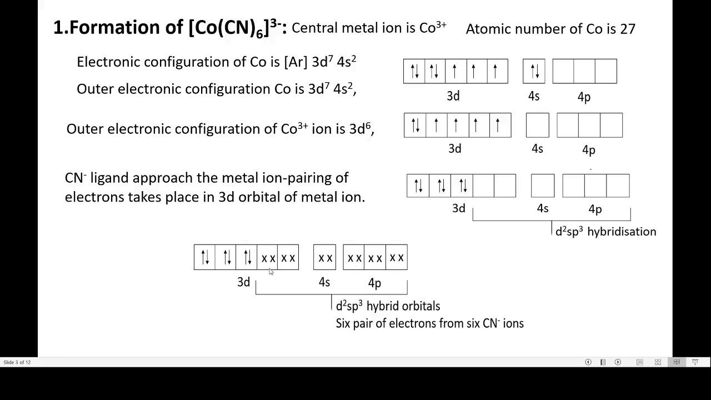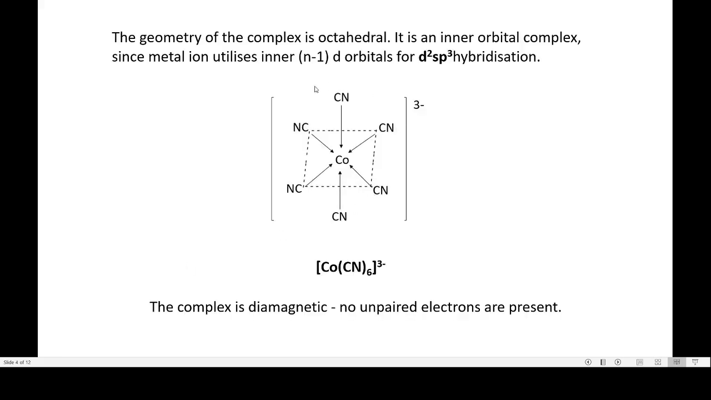Now each d2sp3 hybrid orbital will overlap with a filled orbital having a lone pair of electrons of the ligands to form 6 coordinate ligand-metal bonds. So 6 pairs of electrons will be from 6 cyano ligands. So this is the structure of the complex where 6 ligands are forming 6 coordinate bonds with the central metal ion. So the geometry of the complex is octahedral.